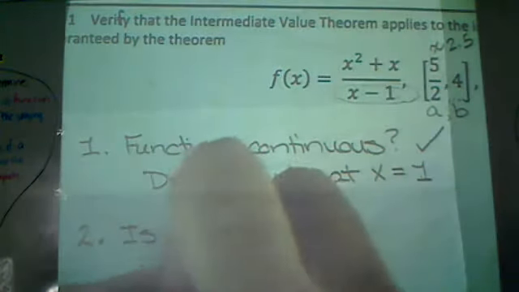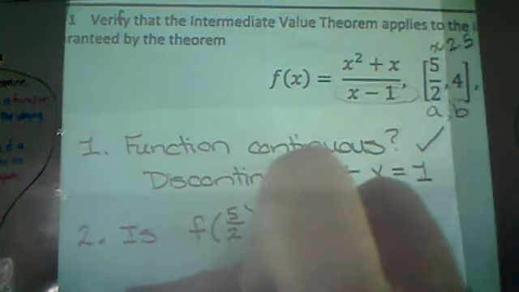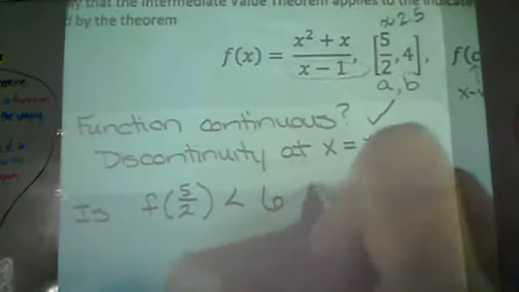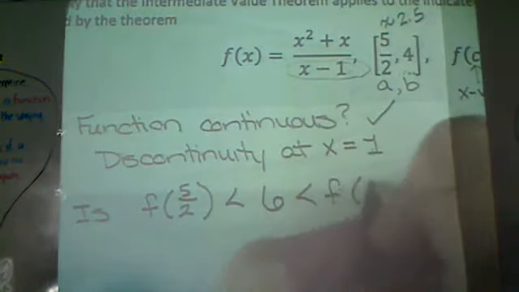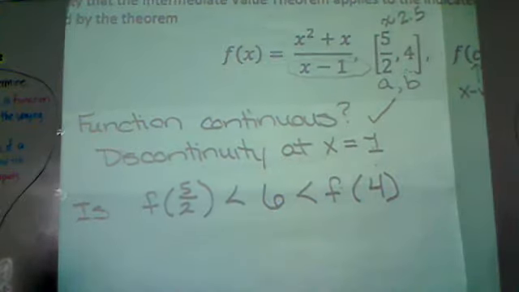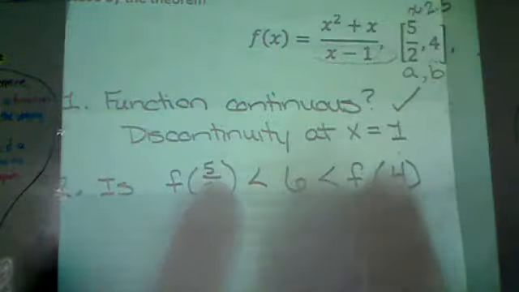is the y value, when we plug our a in, less than the y value they want us to ask for, but then is 6 less than the y value when we plug our 4 in? So we need to find the 2 y values associated when we plug in these 2 x values. It's pretty simple. You just use your calculator.